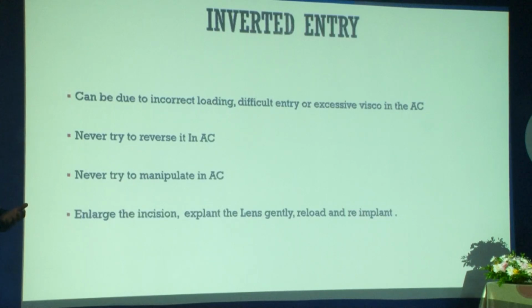What happens after the flipped entry, or what happens if you are not able to stop or correct yourself? The lens actually gets in the AC inverted. The biggest thing that you have to keep in mind is, if you have an inverted entry, never ever try to manipulate it in the AC, because that is invariably going to cause endothelial damage. More importantly, it might cause anterior capsular damage, and you might end up getting a cataract way sooner than you had expected.